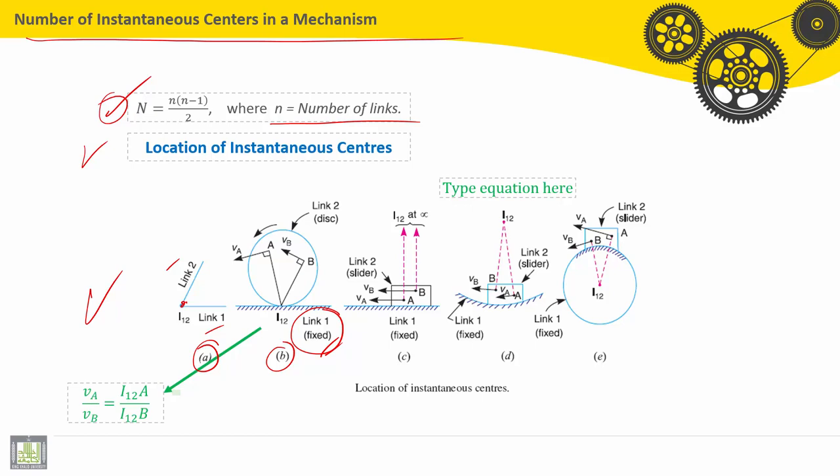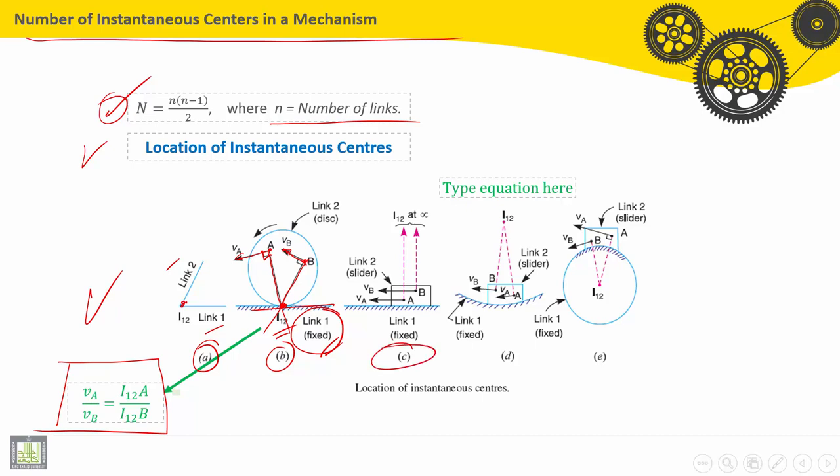Okay? So if we take point A and point B, fixed on the solid link 2, VA should be perpendicular to AI, and the same thing for B. Okay, the contact point between the roller and the ground is the instantaneous center of rotation, and we use this formula: VA divided by VB equals I12A divided by I12B.